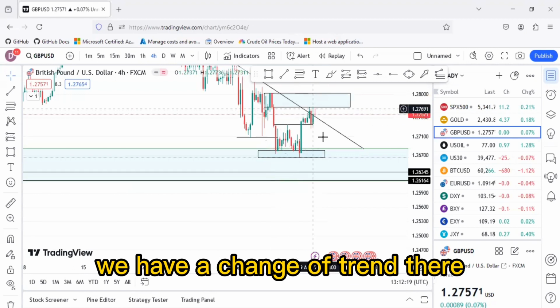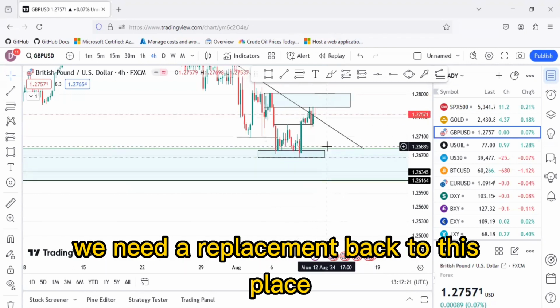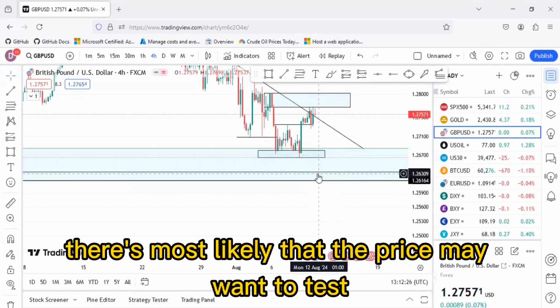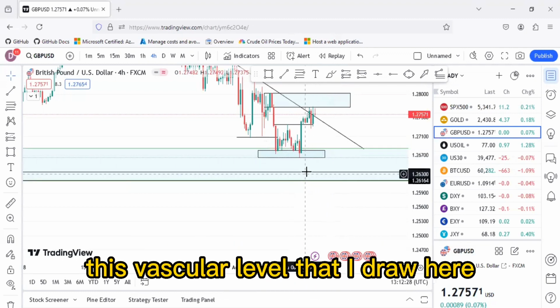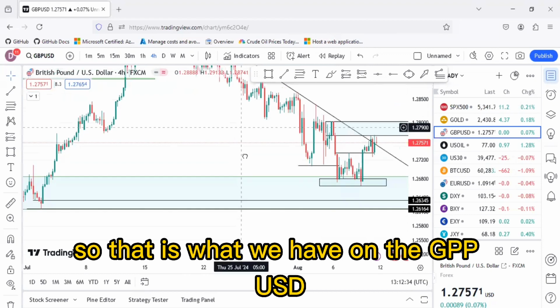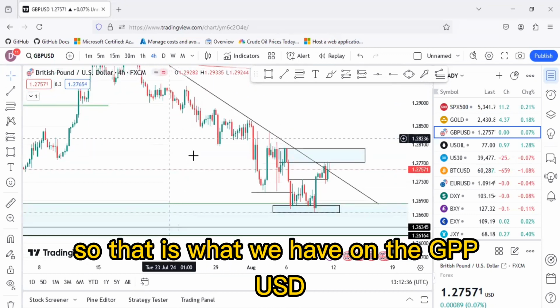We have a change of trend there. We need a retracement back to this place. But if there is no confirmation here, it is most likely that the price might want to test this particular level that I drew here because of this other block with the imbalance. So that is what we have on GBPUSD.